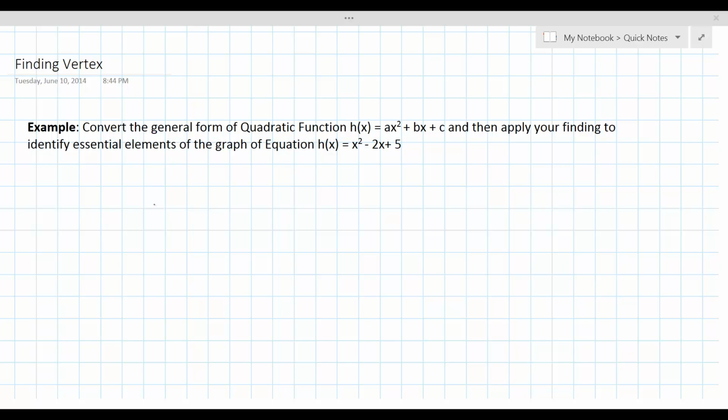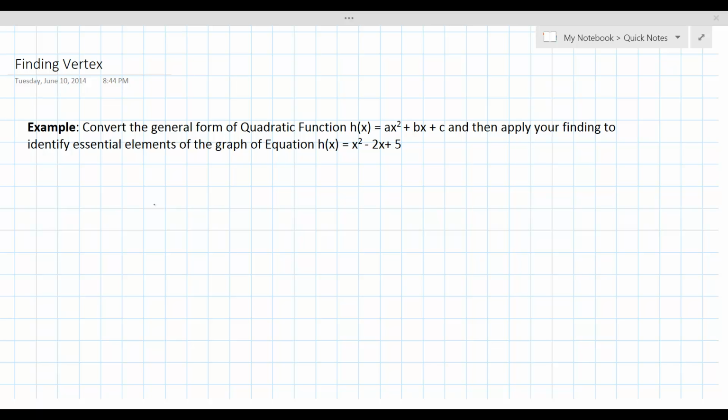In this lesson, we are going to discuss the process of converting the general form of a quadratic function to vertex form so that we can easily identify essential elements of its graph without actually plotting the graph. Let's get started with the general form of the quadratic function.